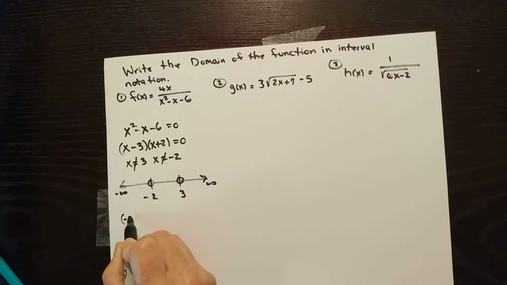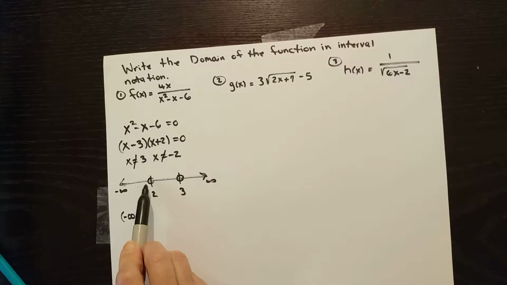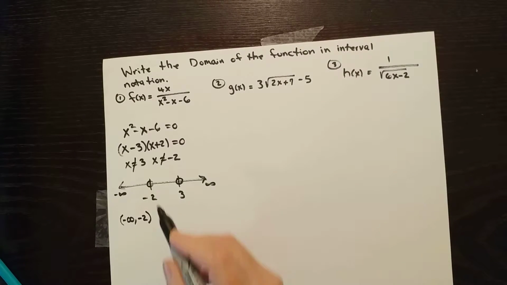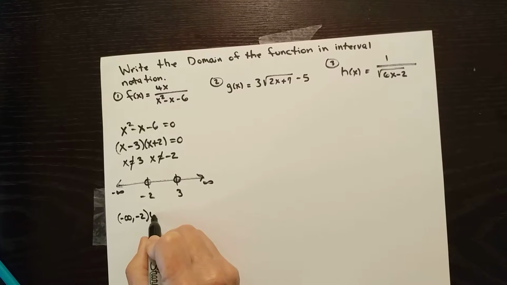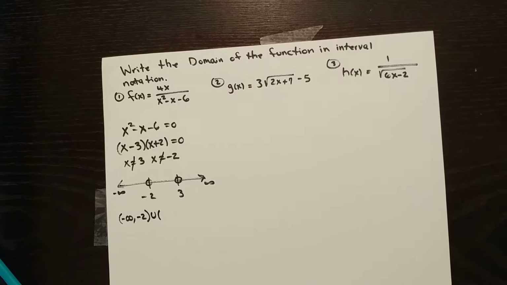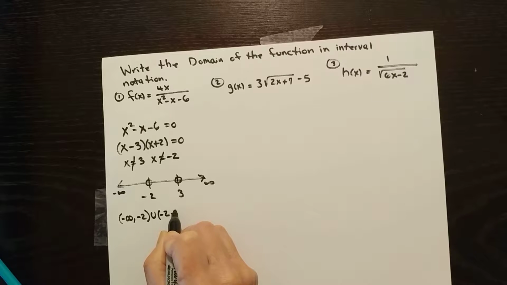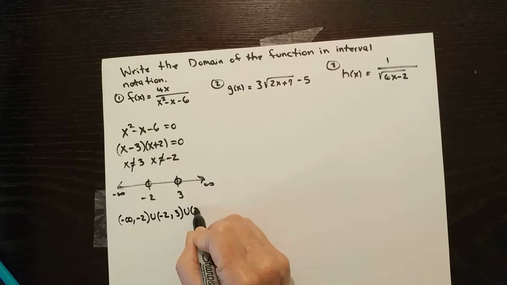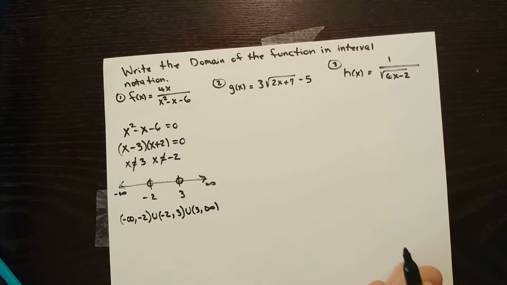We're going to go from x is negative infinity all the way to just to the left of negative 2, and we indicate that with a parenthesis. Then all the numbers in between are also good, so we want to include those. For instance, it's okay for x to equal 0 or negative 1 or 2 or any of the numbers in between. So this indicates pick up just to the right of negative 2 and go all the way to just left of 3. Then we hop over 3 and say all the numbers to the right of 3 to infinity. Okay, that's the first one. That's the domain of the first function.